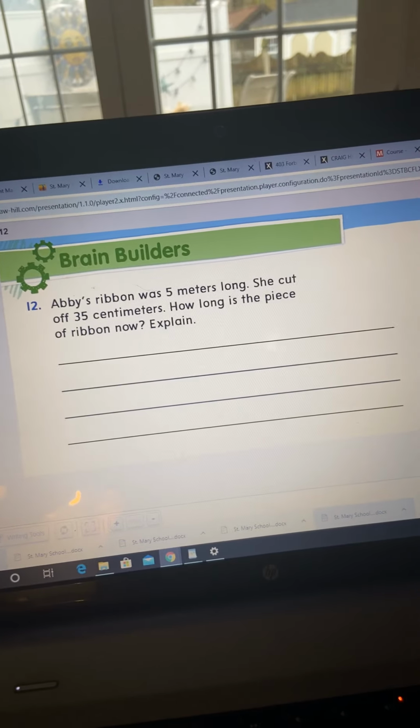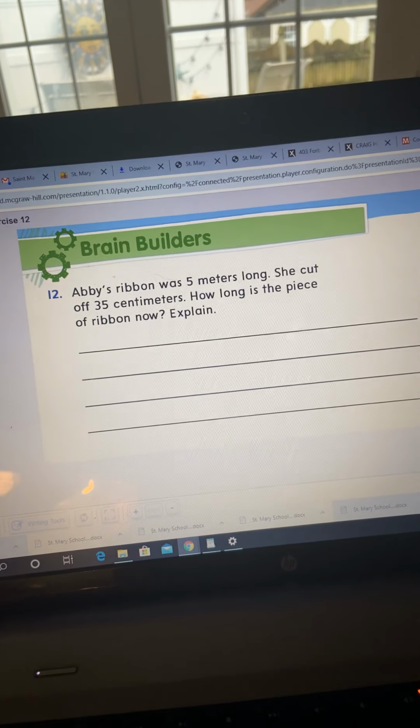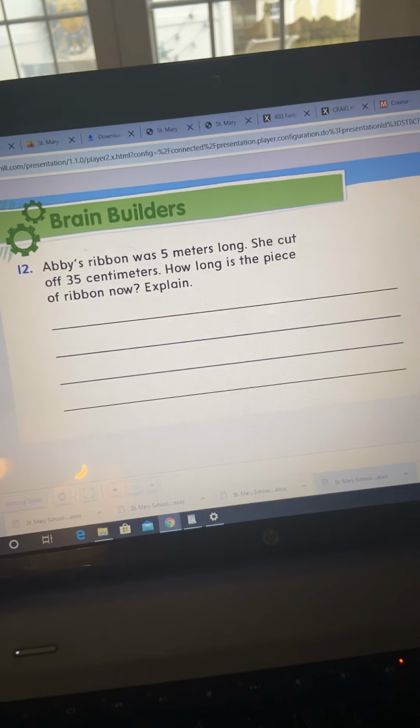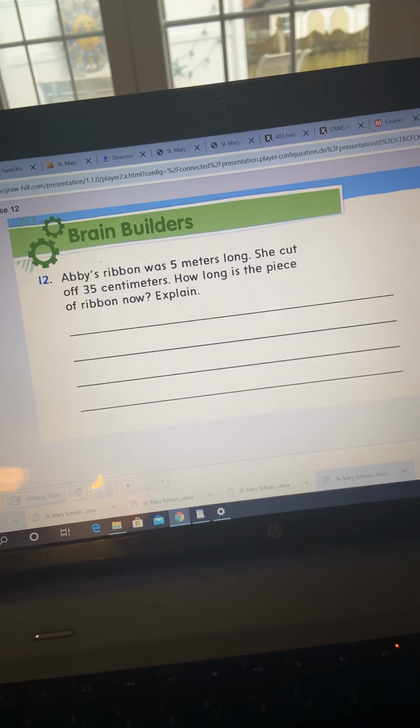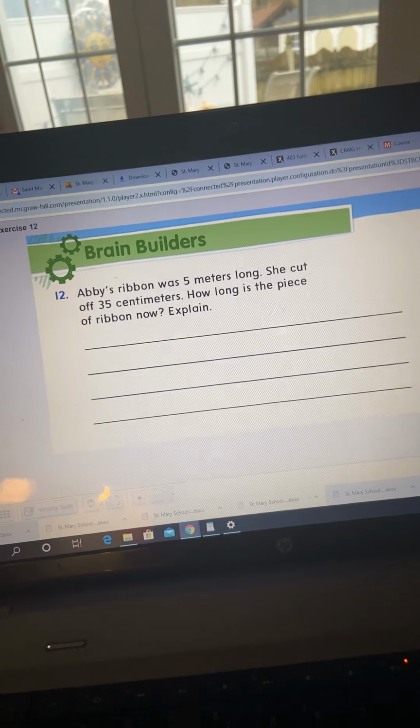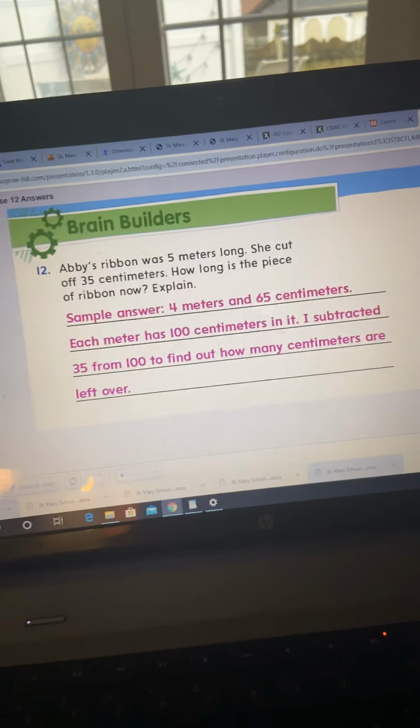All right, now, here's a brain builder for you, and I'm not going to do it because maybe you want to try it. I don't want to give away the answer. And your assignment for today for math is the homework page. All right, boys and girls, I think you'll do great with it. And like I said, go back and work on the Brain Pop. I think that'll be a lot of fun.